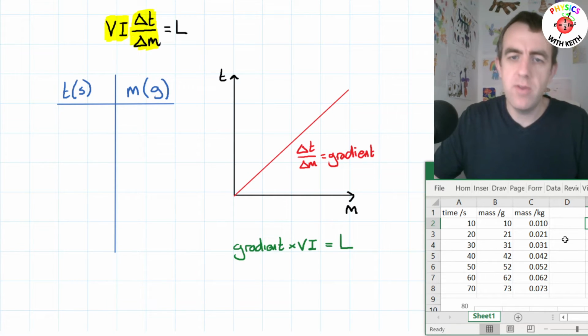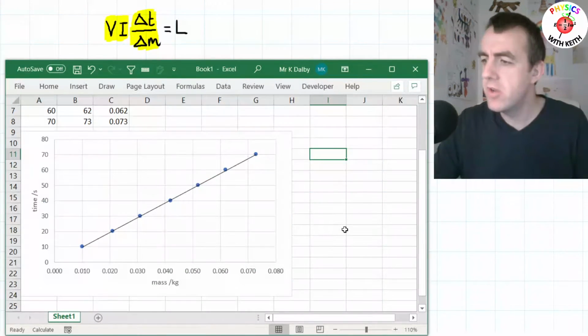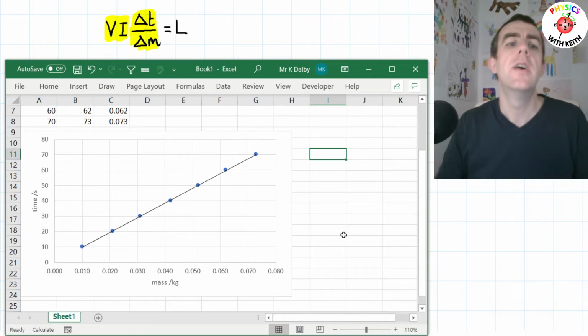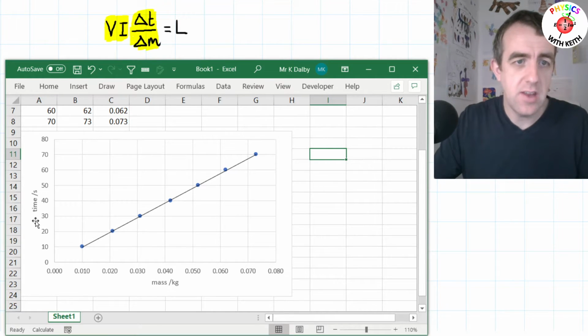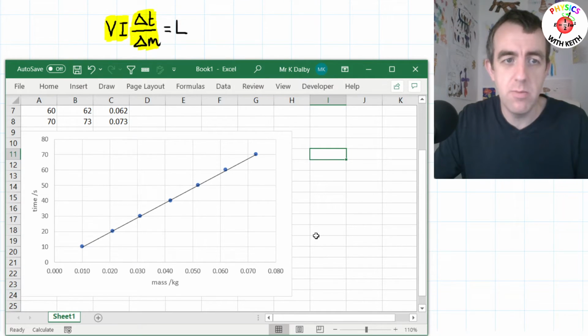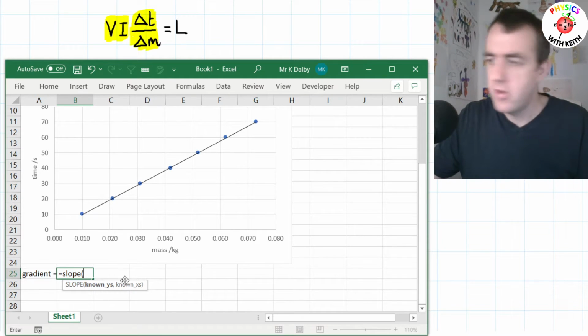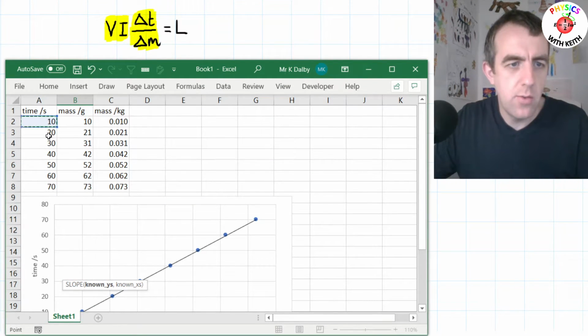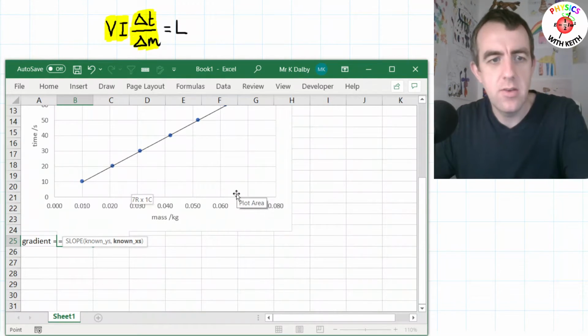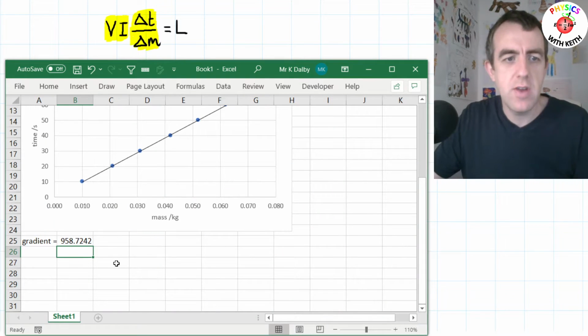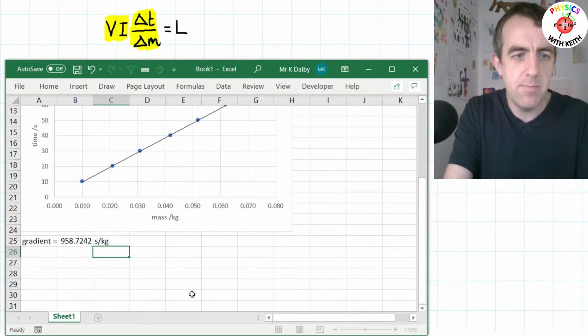So now I can plot my graph of time on the y-axis and mass on the x-axis, which I've done here. Reassuringly, you can see that the line is straight, and that's what we would hope would happen. Now the gradient of this line is delta t divided by delta m. And there's an Excel formula I can use to compute that, which is slope. So we type equals slope, our known y's are the times, and our known x's are the masses, close bracket, enter, and that gives us the gradient. The units of this gradient are seconds per kilogram.